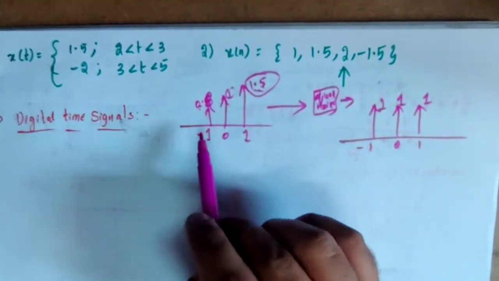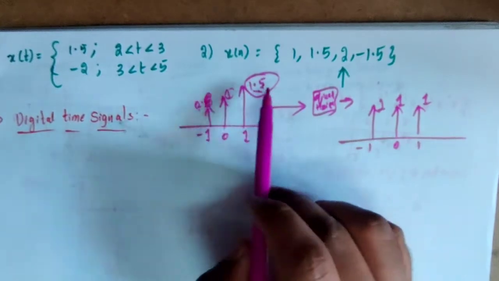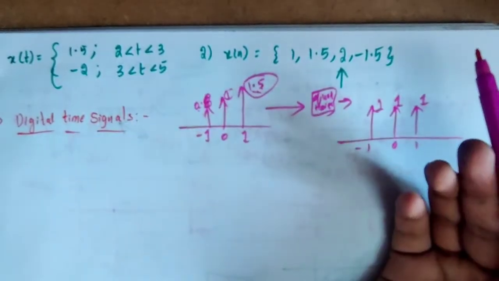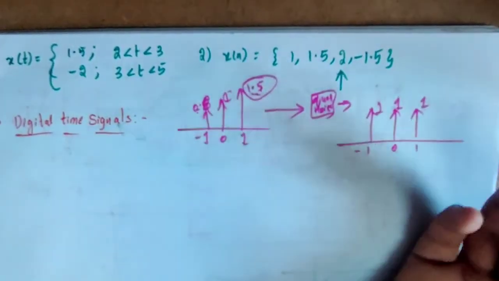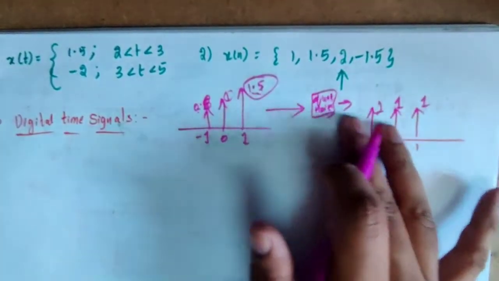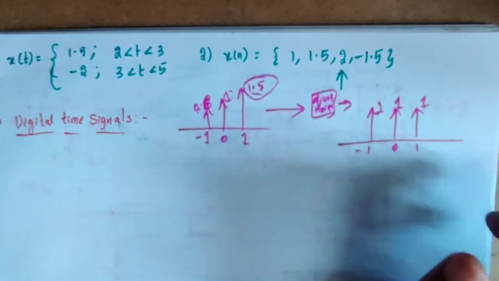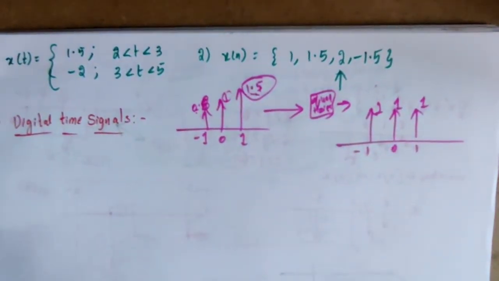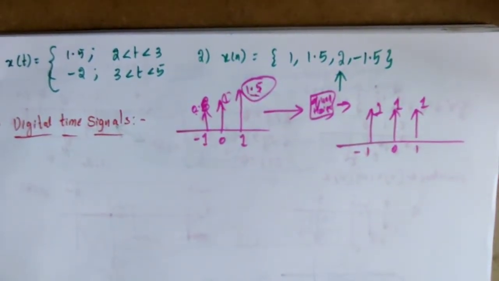The signals whose time values are just integers, not the amplitudes. Amplitudes can be any value, they can be fractional, they can be integers, whatever it might be. Whereas digital signals are the signals whose amplitude as well as time values are integers. Okay, so this is about the classification of signals.